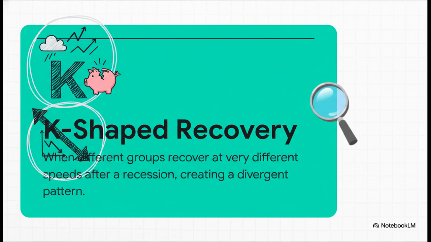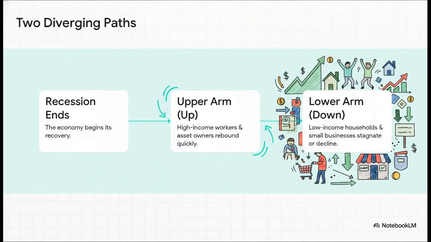One part of the population, one part of the economy, shoots right back up, but another part flatlines, or even keeps going down. They diverge, forming the two arms of the letter K. Let's break down who's on each of those paths. That upper arm of the K, that's typically your higher income professionals, people who own stocks, people who can work from anywhere. Their world bounces back fast. But that bottom arm, that's where you find a lot of low-income workers, small businesses, people in service jobs. They get left behind. And the scary part is, their situation can actually get worse, even when you're hearing on the news that the economy is recovering.